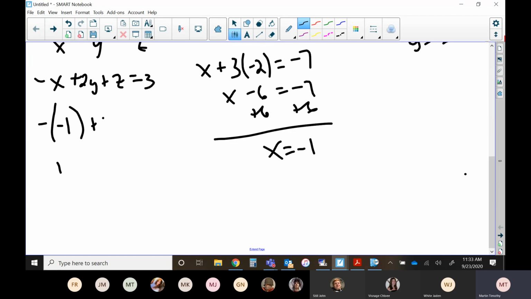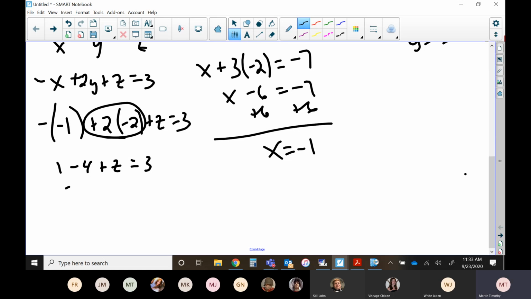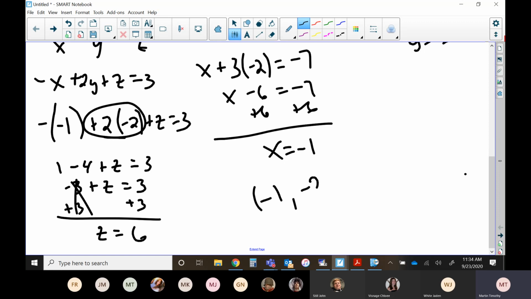So plus 2 times what was y? Plus z equals 3. So this turns into a +2 and a -2 turns into a -4. Yes. -3 plus z equals 3. Add 3. Add 3. Z equals 6. So it's -1, -2, 6. That's my answer.